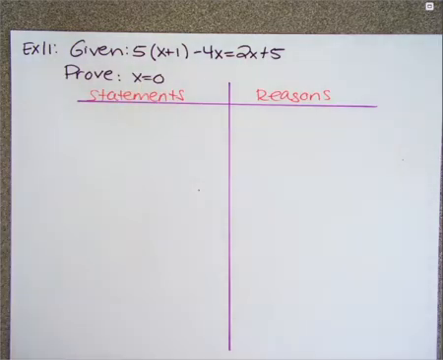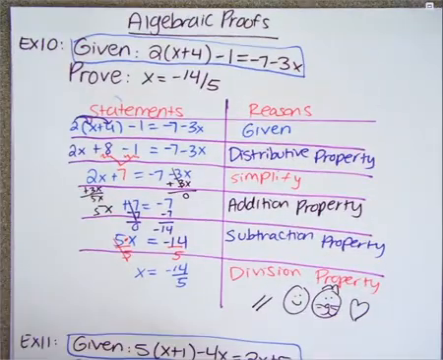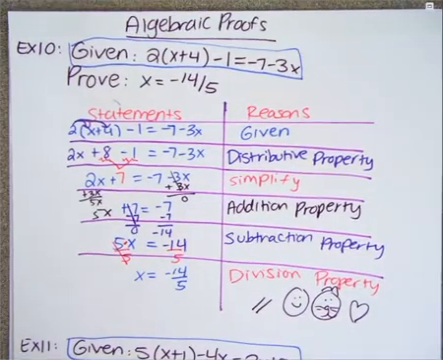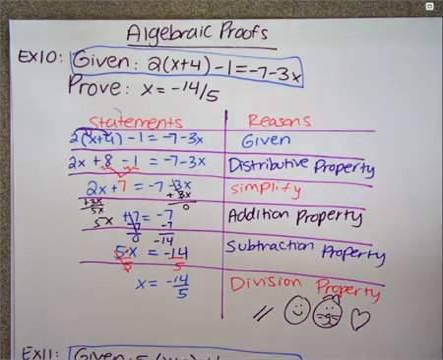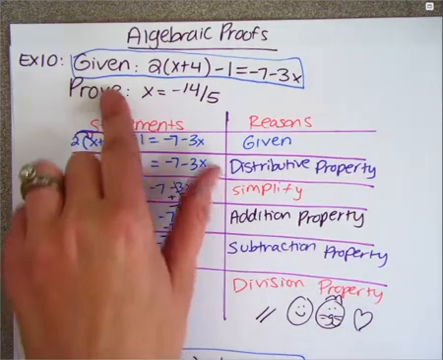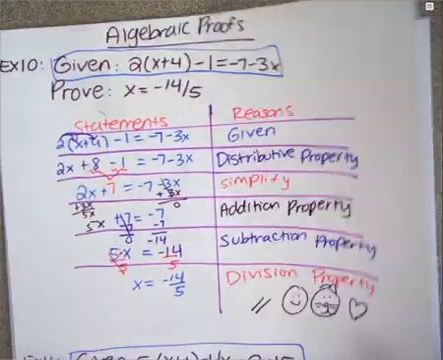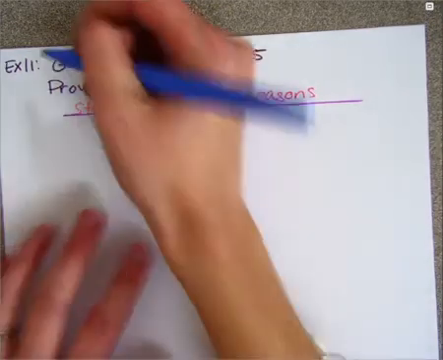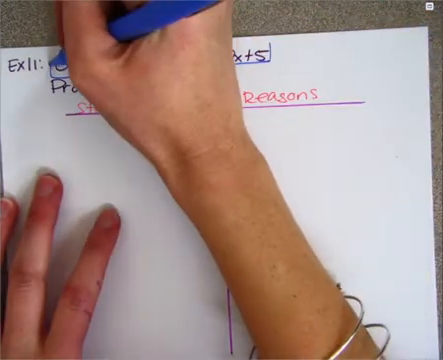Let's get started. All right, so if we think back to example 10, what do we always do first in our proof? What do we always write first? Holy hot dog, you guys, you already knew. That's so exciting. You always write the given first. So that is going to be the first thing that we write in our proof. So I'm going to write the given first. Here we go.